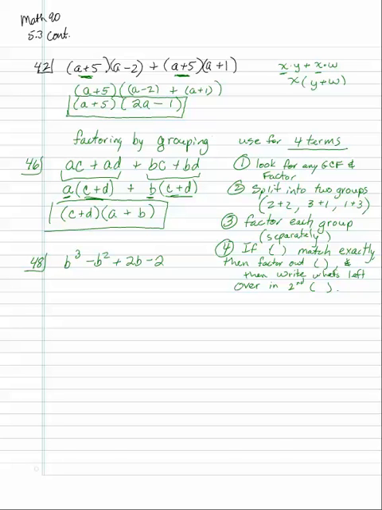Okay, let's try another one. So first up, I look for any GCFs for all 4 terms. There aren't any. So my next step is I'm going to split them into 2 groups of 2. Again, sometimes they'll be 3 and 1 or 1 and 3, but most of the time it'll be 2 and 2. So I try 2 and 2. The first group I can take a b squared out of, and that leaves me b minus 1. The second group I can take a 2 out of, and that leaves me b minus 1.